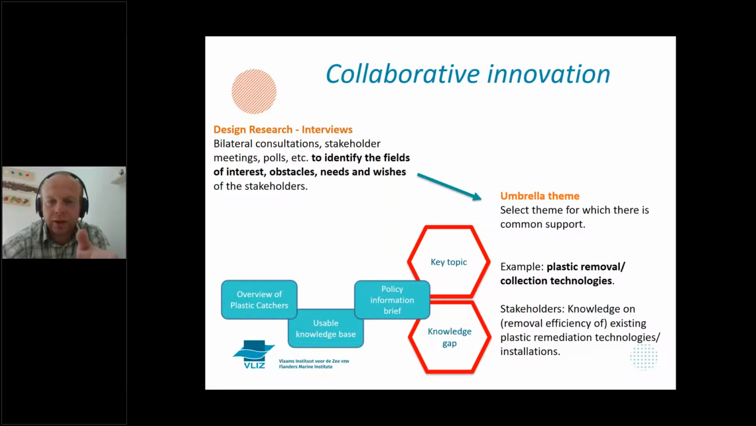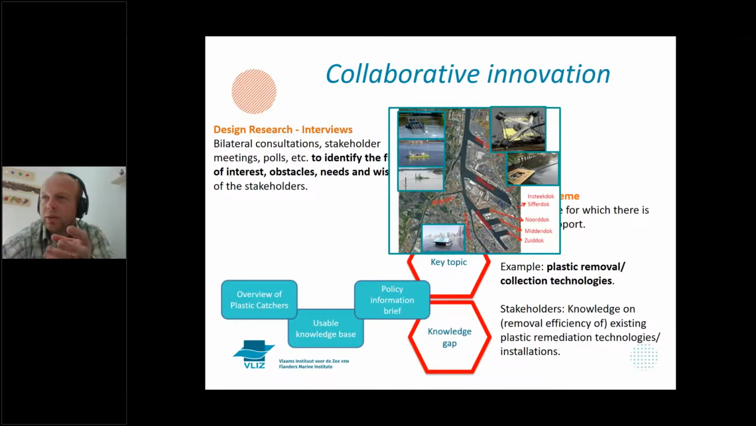So this was based on a specific question we received from several ports, and currently we have a case study running in the port of Ghent, North Sea Port, to see which of the commercially available systems are most suitable for their conditions.